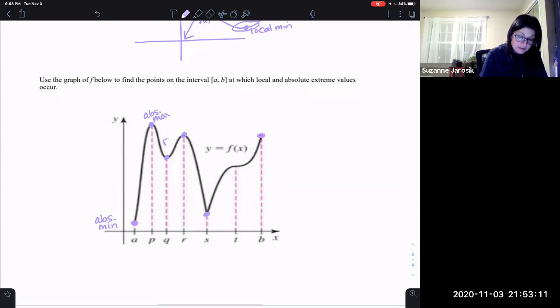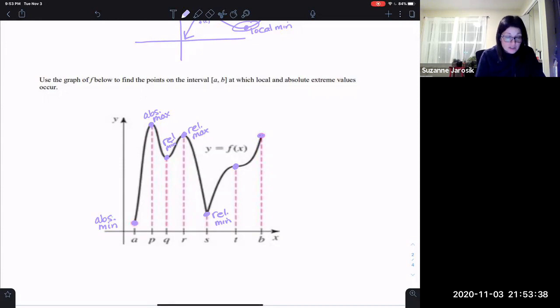Relative min. Relative max. Relative min. I still see something going on there. It's labeled, it's got a T. And then I've got this at B. So it's not an absolute, right? So absolutes, we have an absolute max already and we have an absolute min already.